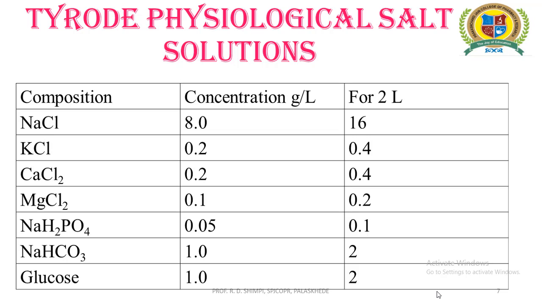For example, if you want to prepare 2 liters of the physiological salt solution, I have provided the calculations for how much of each component should be weighed in order to prepare the physiological salt solution.